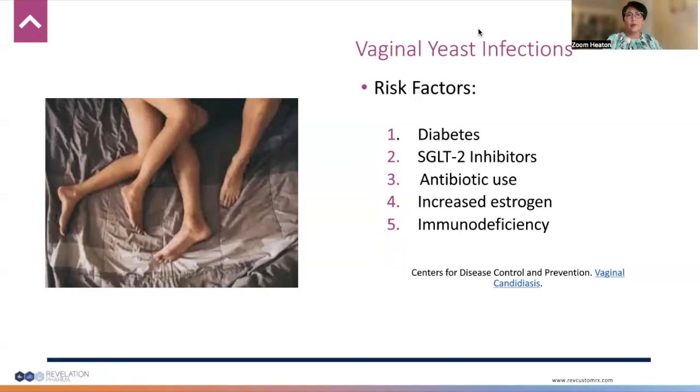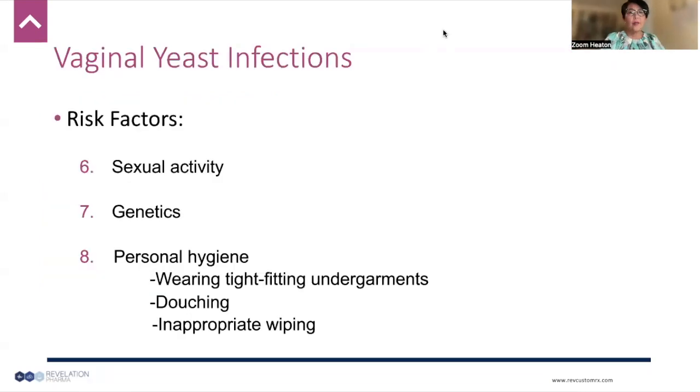Immunodeficiency. So if your immune system is impaired due to corticosteroid medication, cancer treatment, HIV infection, or other causes, you can be at a greater risk for yeast infection. Some other risk factors: sexual activity. Yeast infections can actually occur without sexual activity, so it's not considered a sexually transmitted infection, but yeast can be transferred between sexual partners through vaginal, oral, or anal sex. So it is important to protect oneself with a condom.